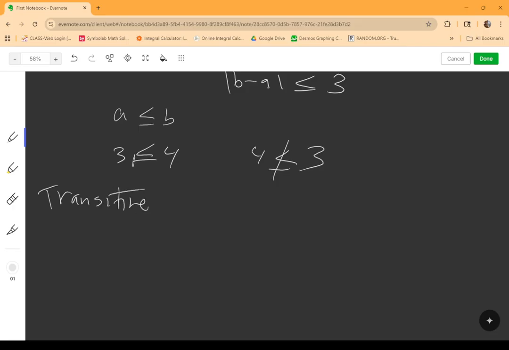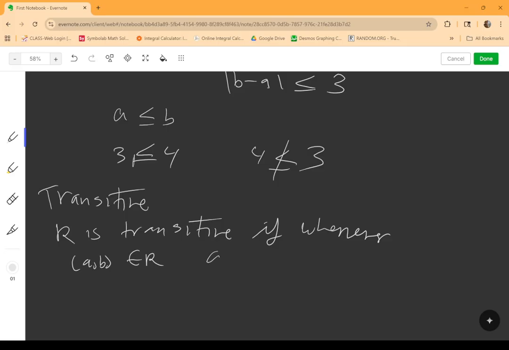R is transitive if, whenever (a, b) is an element of the relation and (b, c) is an element of the relation, then (a, c) is also an element of the relation.